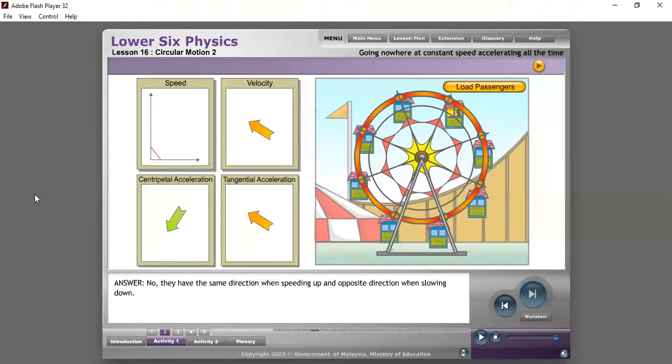So now it is slowing down, right? We notice that the speed decreases.